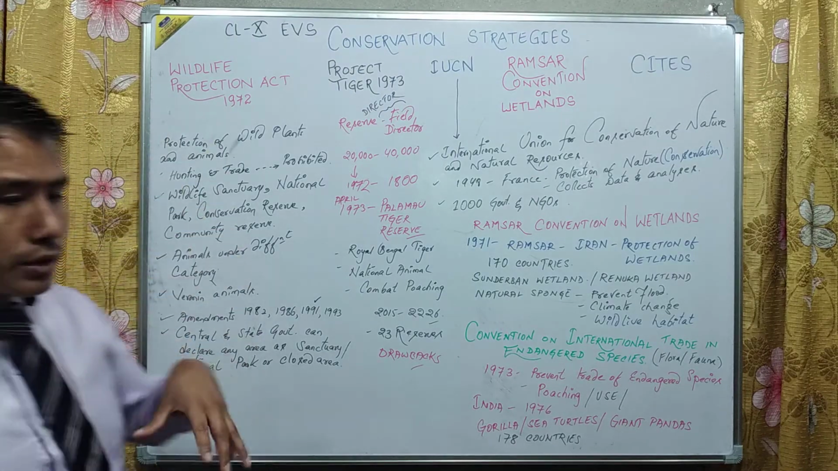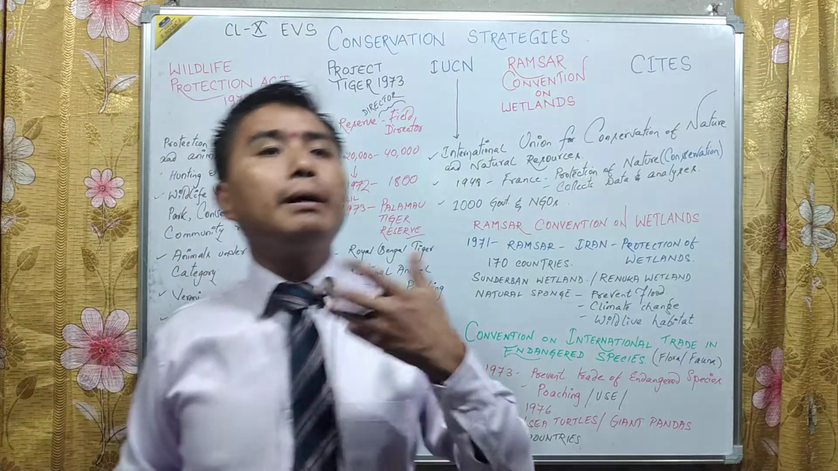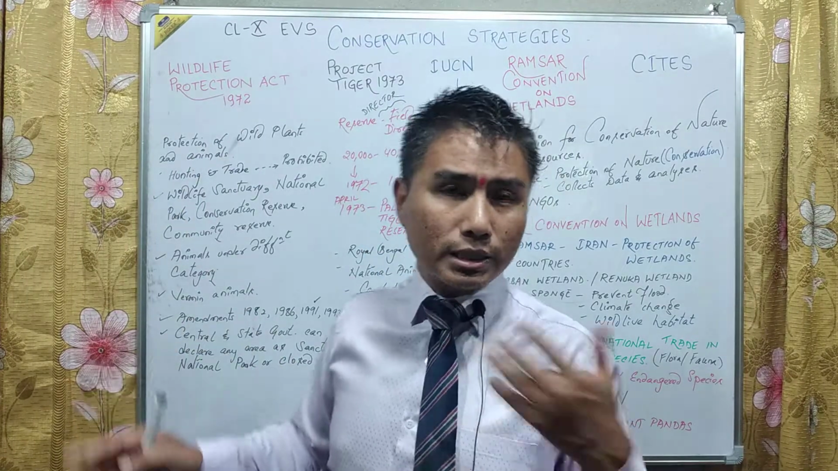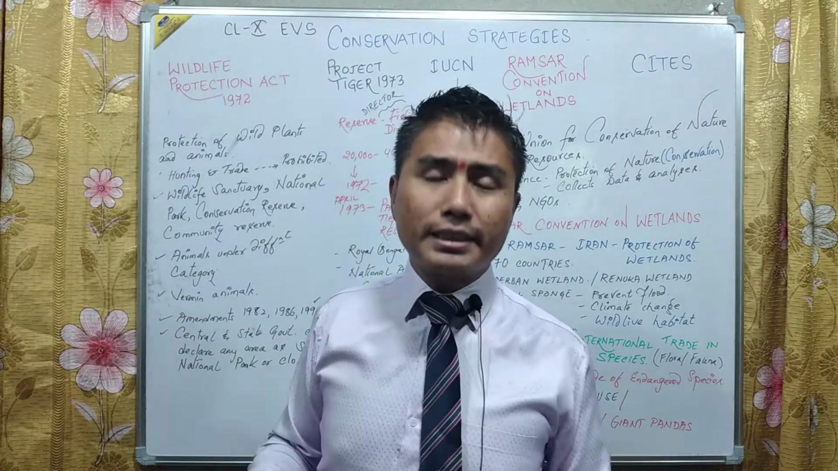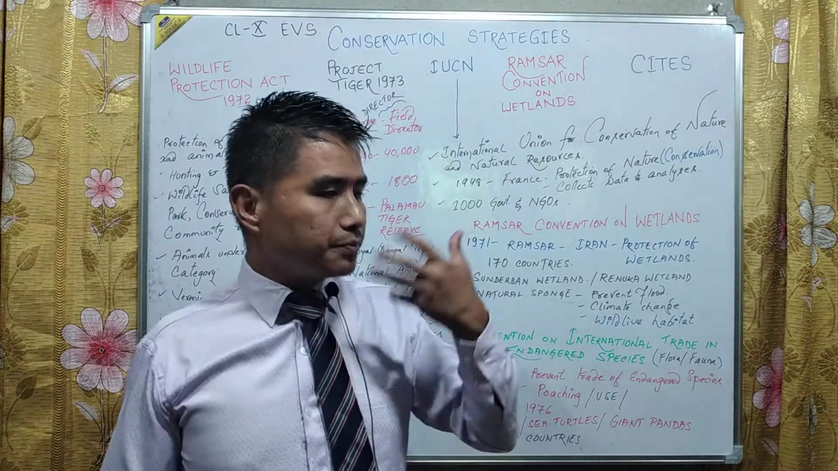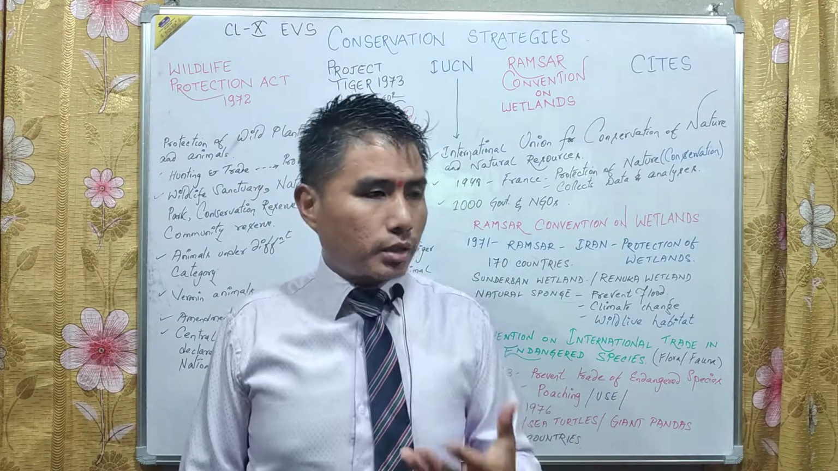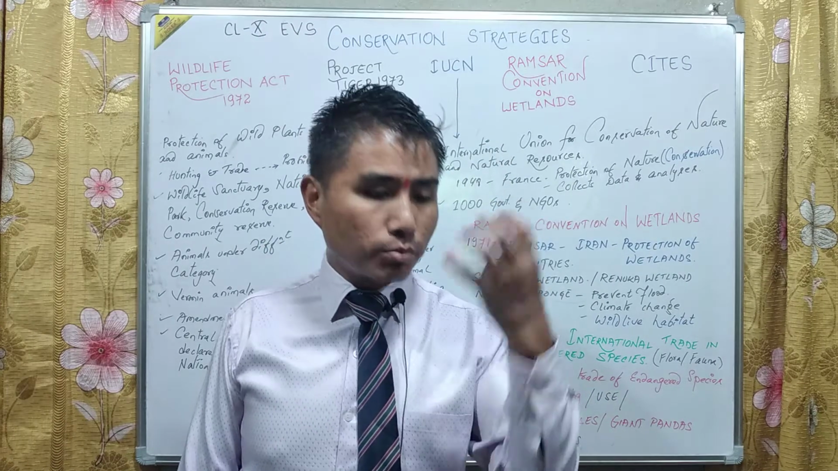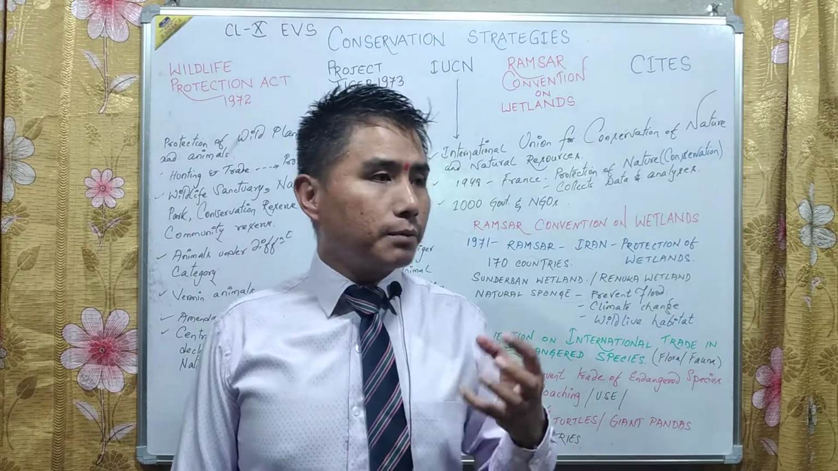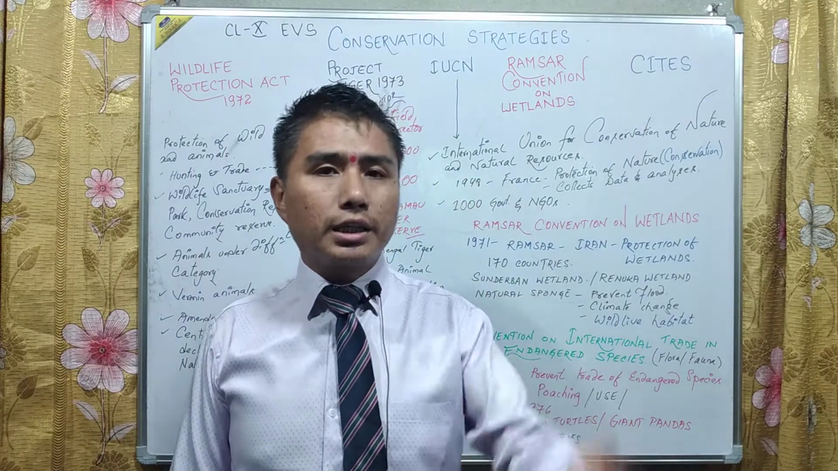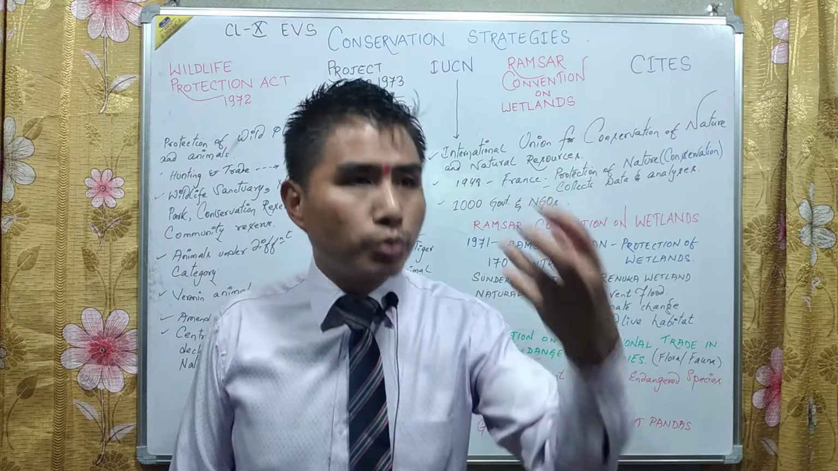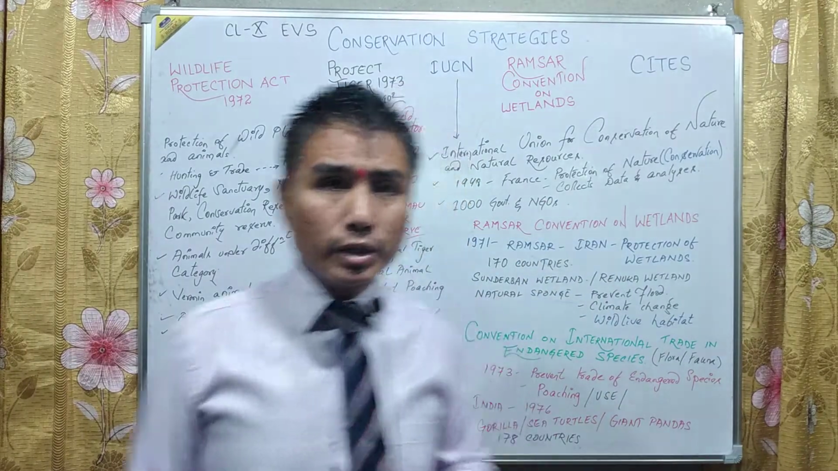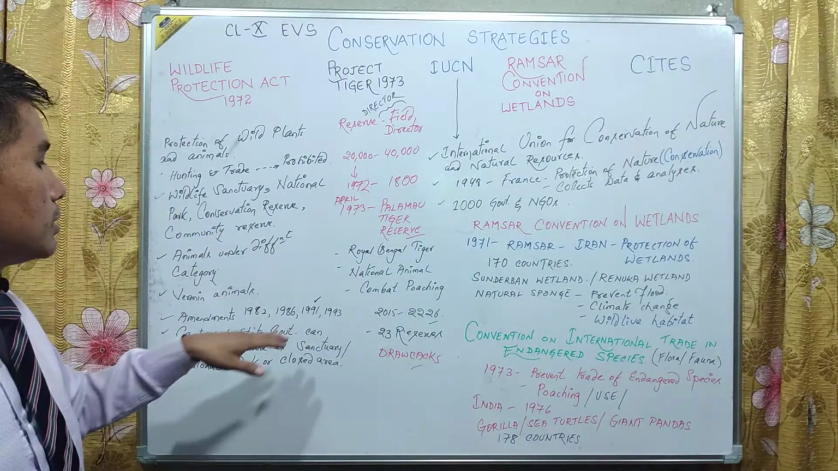Afterwards, various amendments were made. It was initiated in 1972, then amended in 1982, 1986, and 1991. The more amendments were made to this Wildlife Protection Act, the more stringent and strict it became for the hunters and the poachers. More strict fines were put upon them. The 1991 amendment was very strict.